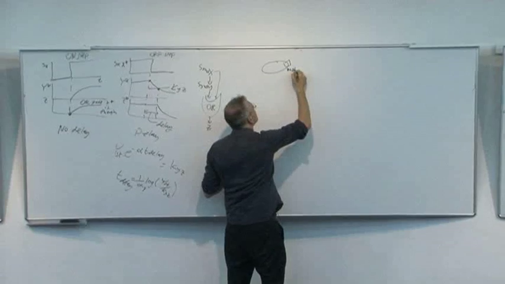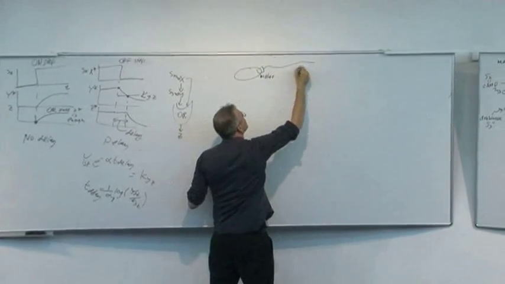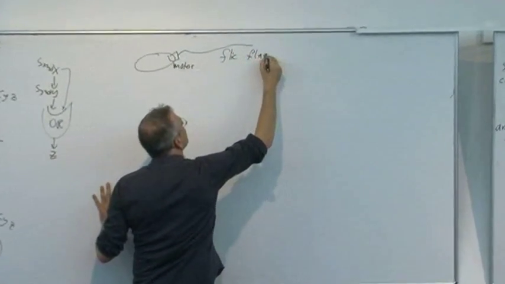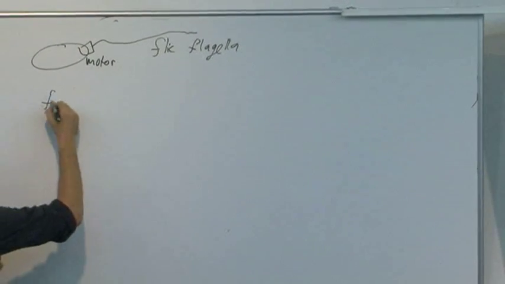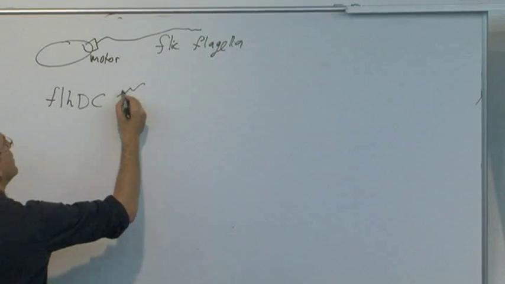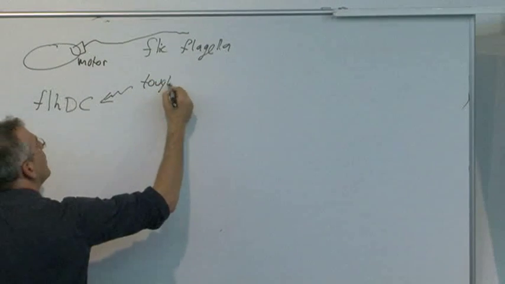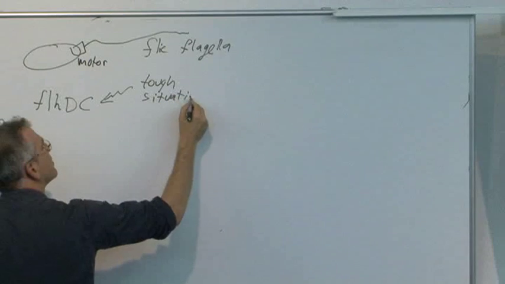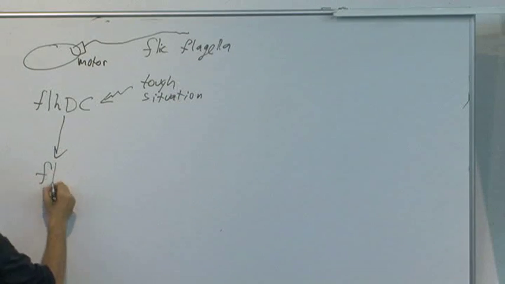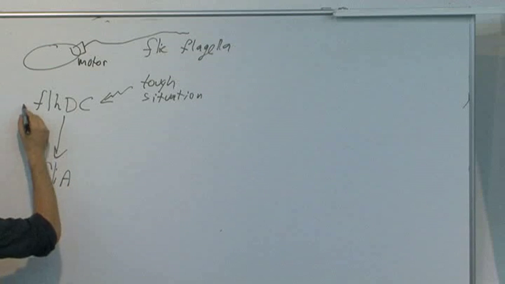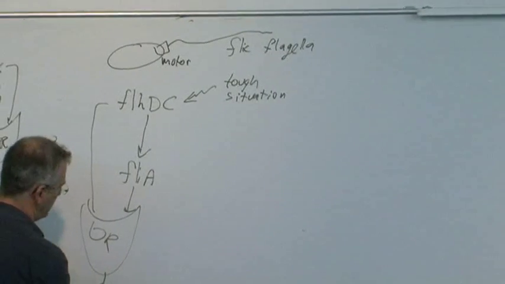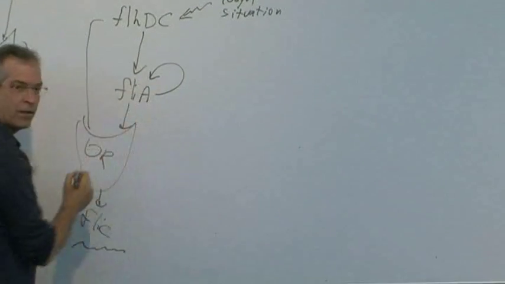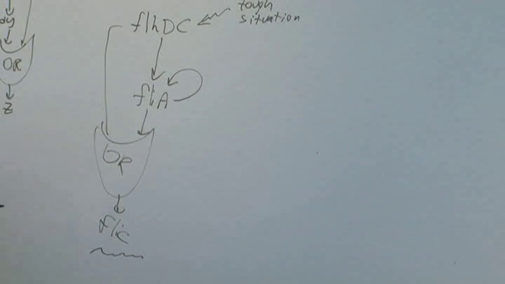So it makes a motor. And when the motor is ready, it exports a protein called FlgM to make the flagella that rotates. It makes a lot of these motors. And the circuit is this: a transcription factor that senses a tough situation activates this sigma factor, and together with an OR gate, they activate the protein that makes the flagella. This is also positively autoregulated. A motif within a motif.